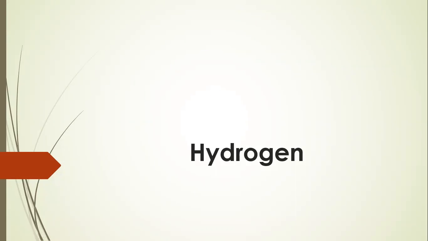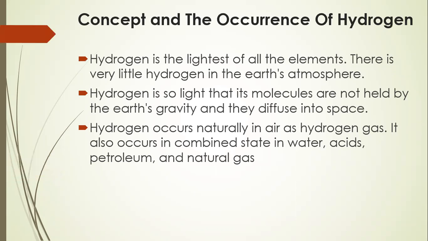In the past lecture, we discussed oxygen, its preparation, properties, and uses. So, in this lecture, we're going to talk about hydrogen, how it is prepared in the laboratory, its physical and chemical properties, and also the uses of hydrogen. So, let's start with the concept and the occurrence of hydrogen.